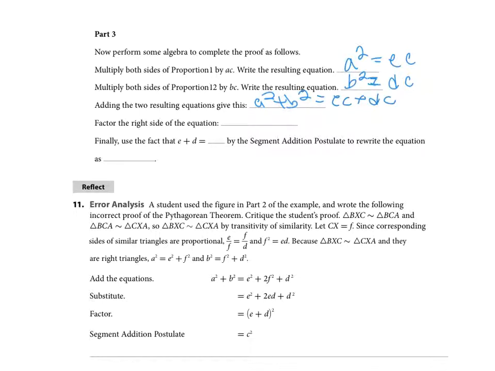Then it says factor the right-hand side. A common factor exists of C, so we'll leave A squared plus B squared alone. Factor out our common factor of C, and we're left with E plus D. Finally, we're going to use the fact that E and D are the parts of that whole big triangle's hypotenuse, which is just C itself. And so if all of this becomes just C, then look at that. We are at A squared plus B squared equals C squared.